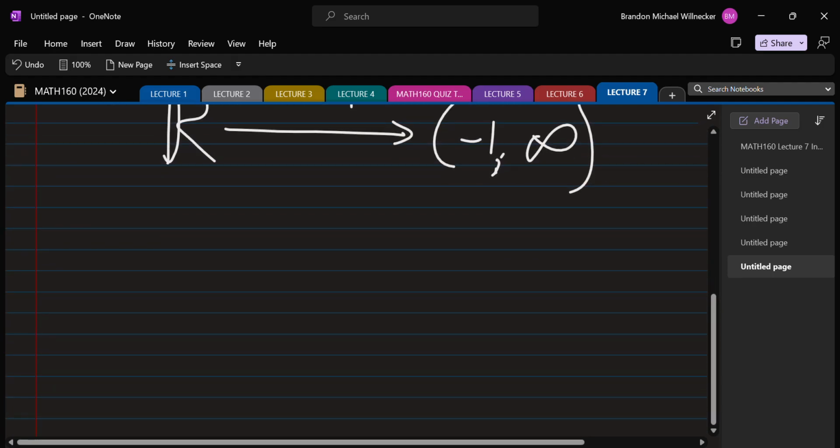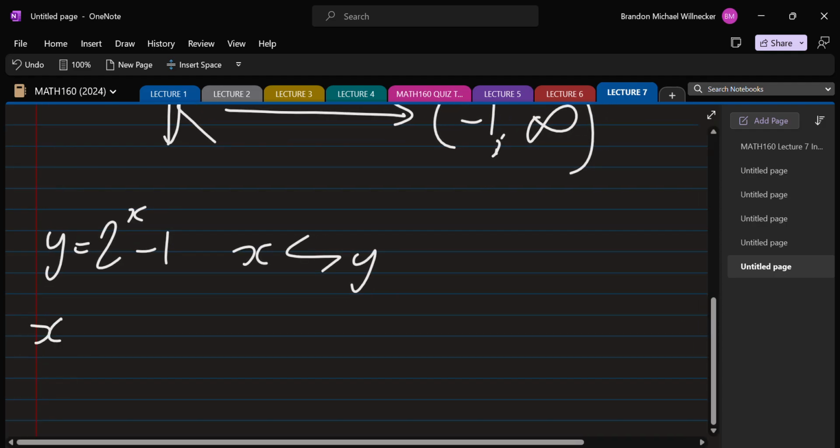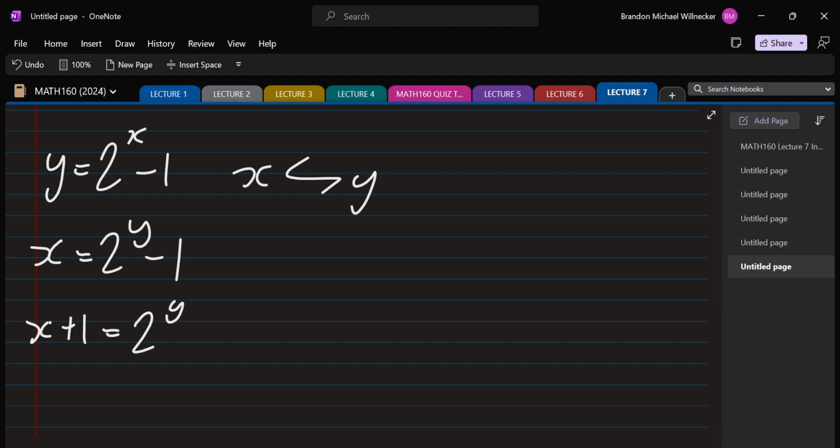We go on the side and we find the inverse exactly the same way you would do in high school. So we have y equals 2 to the x minus 1. We can do that little swapping of x and y. This swapping of x and y is equivalent to that reflection about y equals x. So here x equals 2 to the y minus 1. We want to solve for y, so take the 1 across. So x plus 1 equals 2 to the y.